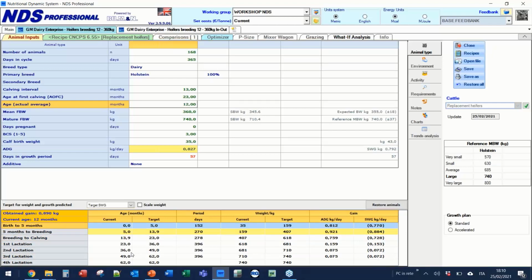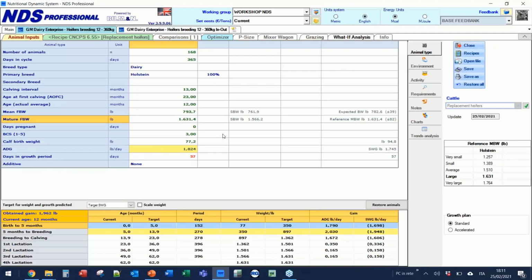The target growth system helps us to define the growth curve we need to set in our herd for the different phases of the growth based on the final target we have for adult cows. The final target is defined in the mature body weight. It is defined here.